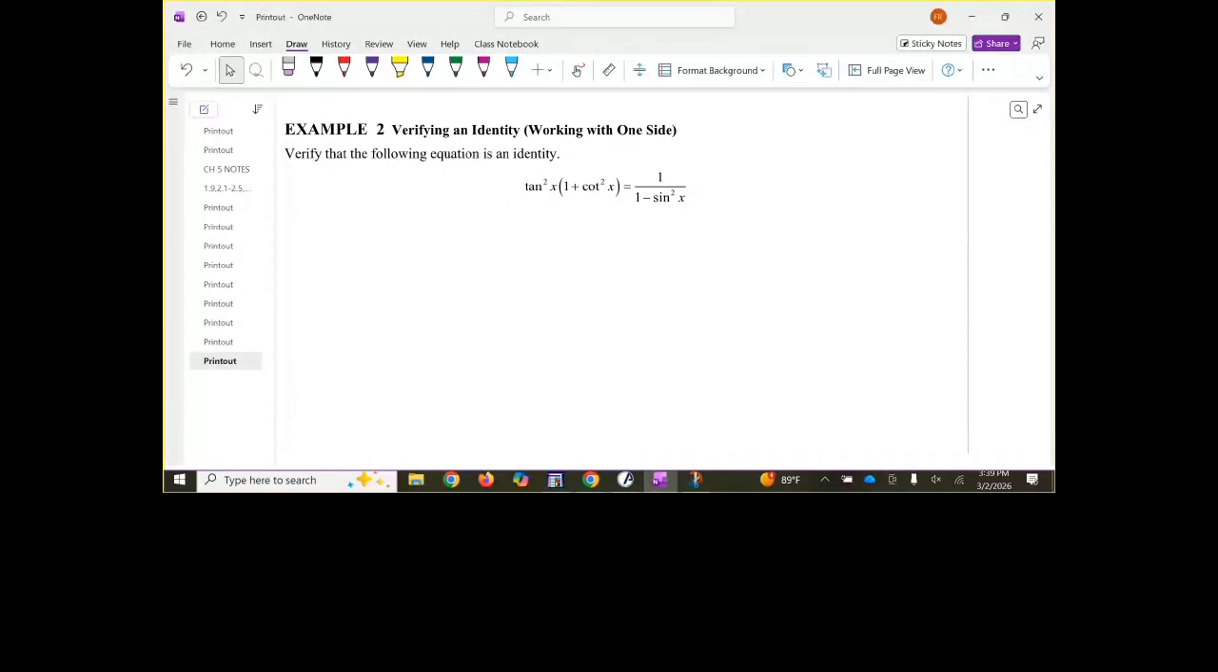We're going to verify that the following equation is an identity. We have tangent squared x times 1 plus cotangent squared x is equal to 1 over 1 minus sine squared x. I'm going to do the same thing here and work with the more complicated side, and that side looks like it's a little bit more complicated.